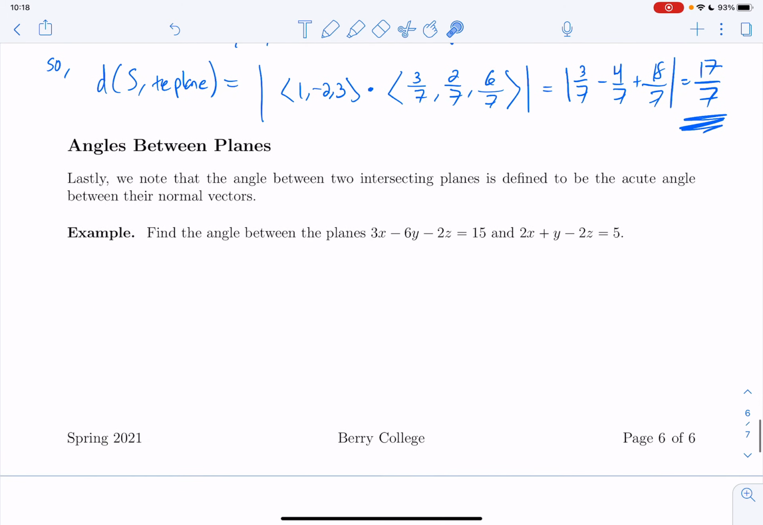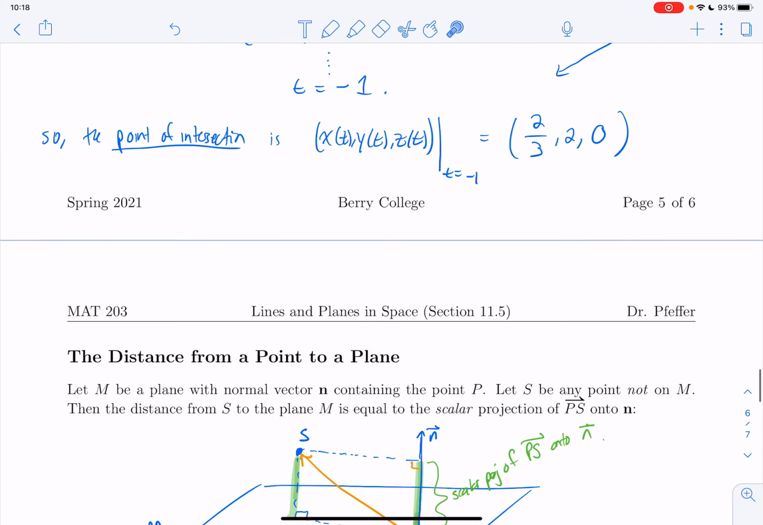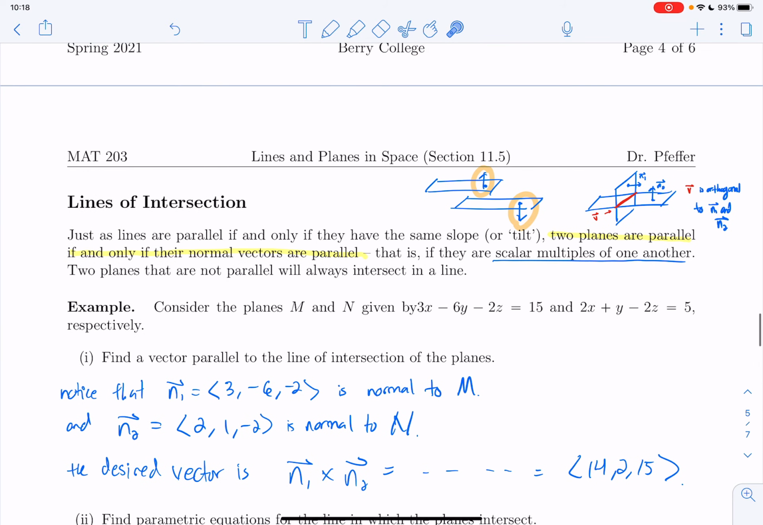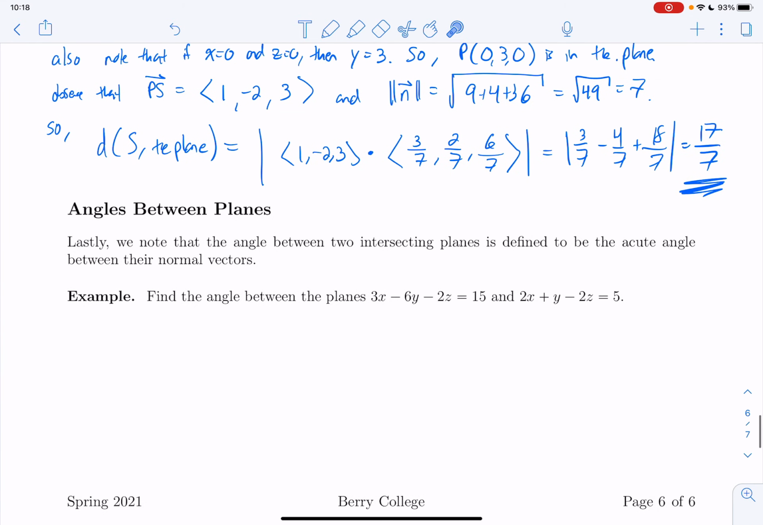And finally, for this conversation, we'll note something about the angle between two planes. Notice that when I drew, for example, this picture all the way up here, I drew these planes in such a way that they were orthogonal to one another. That doesn't have to be true. For example, you might very well have one plane be sort of tilted over here, and you might have another plane that's not so tilted.